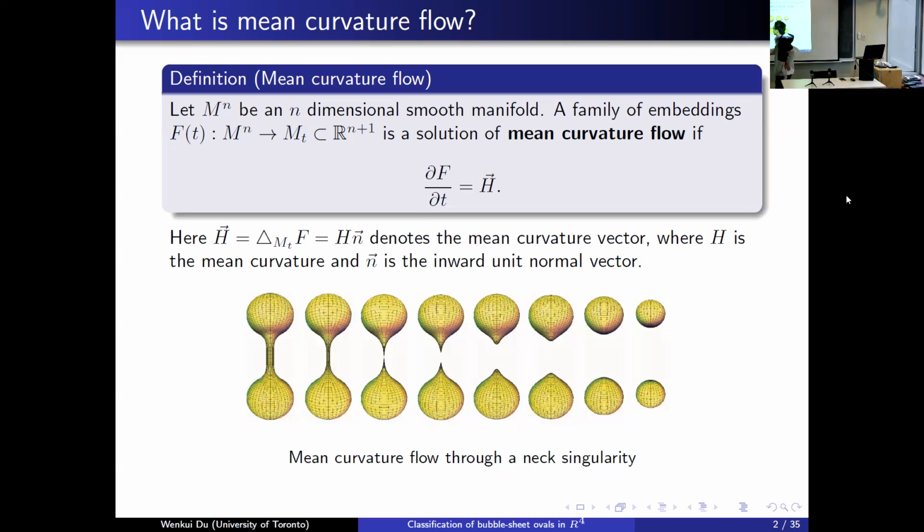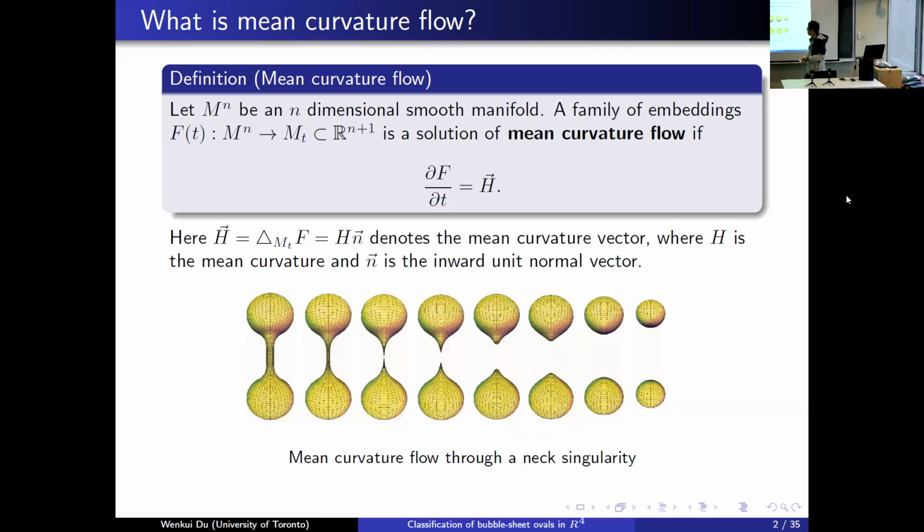The initial surface is a dumbbell-shaped surface, and along the evolution of mean curvature flow, at this point, you will meet a singularity. In this picture, it flows through the singularity and breaks up into two pieces, and then shrinks to two round points. If we zoom in on this singularity, we will find out it's a cylinder with one R factor. And in this case, we call this type of singularity a neck singularity.